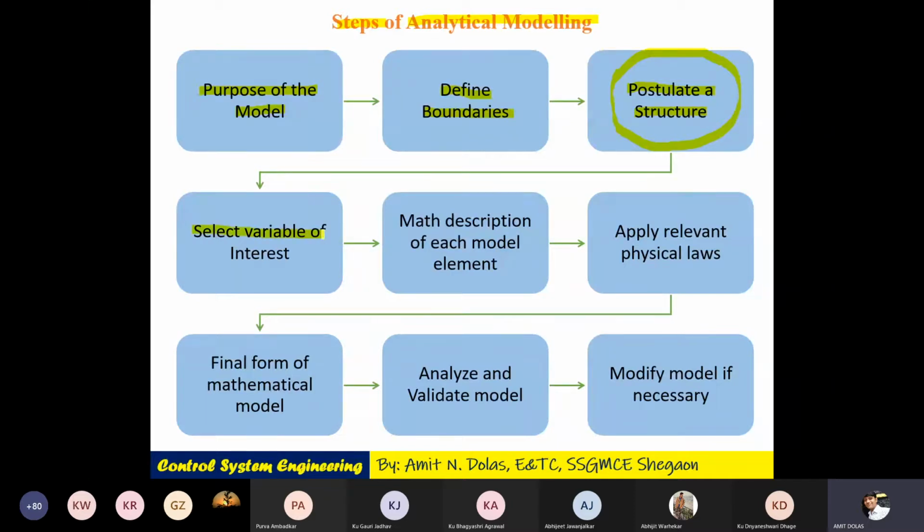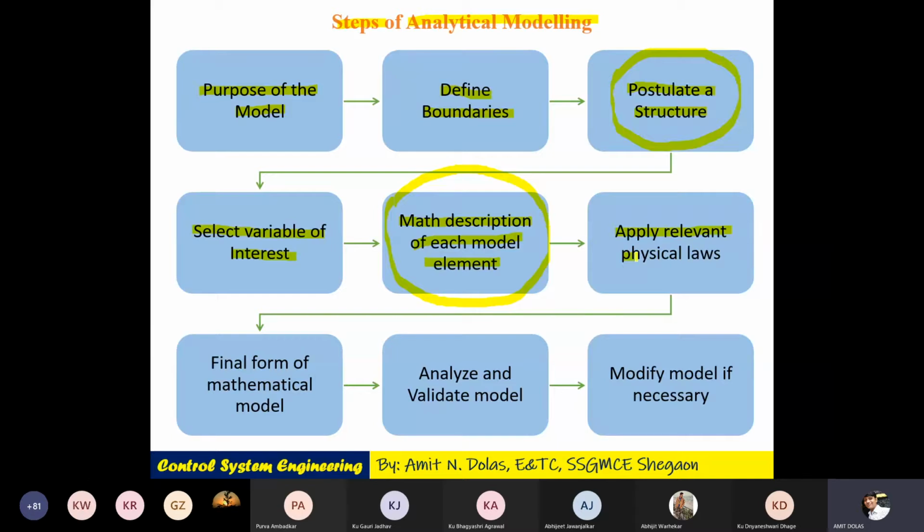Then select variable of interest. What are the variables? Current, voltage, force, torque, likewise displacement, angular displacement. Then mathematical description of each model element. This is also important. We derive mathematical equations so that we can easily identify what the system is. Then apply relevant physical laws.